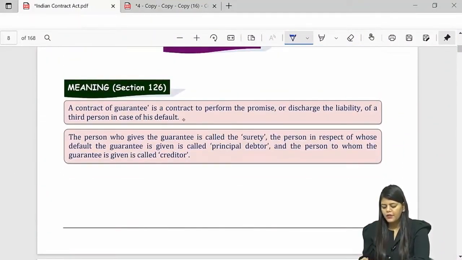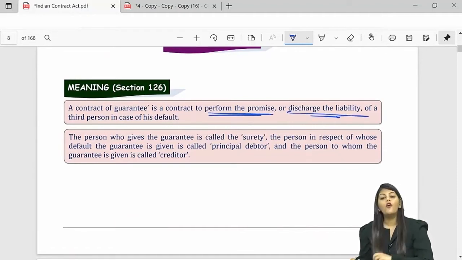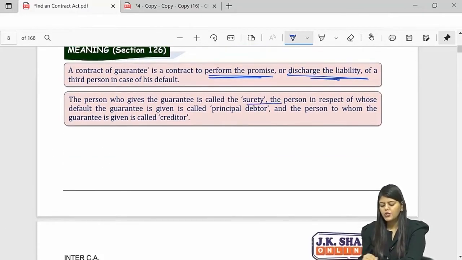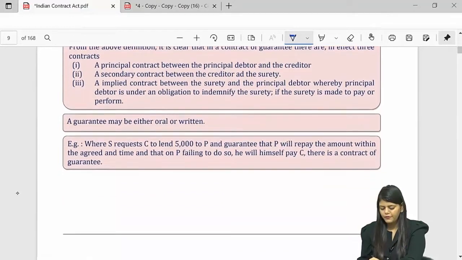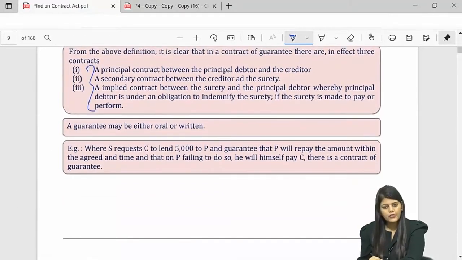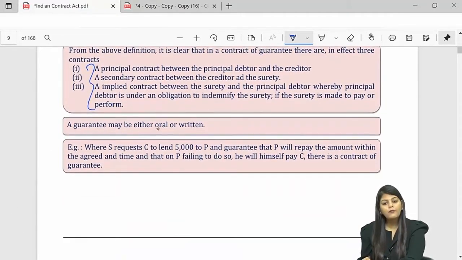Then guarantee. It is a contract to perform the promise or discharge the liability of a third person, that is B, in case of his default. The person who gives the guarantee is the surety and all that. So there are 3 contracts, and a guarantee can be oral or written also. Anything is okay.